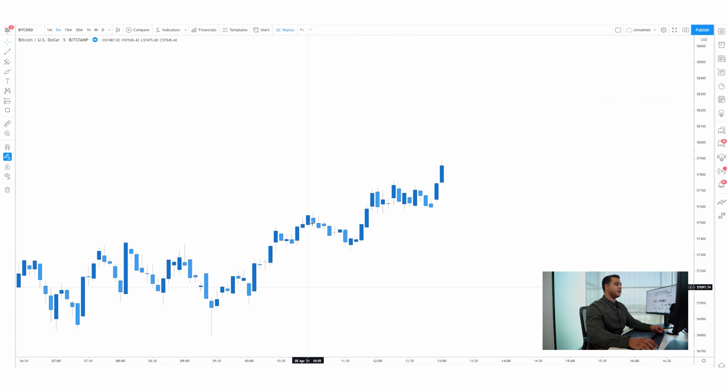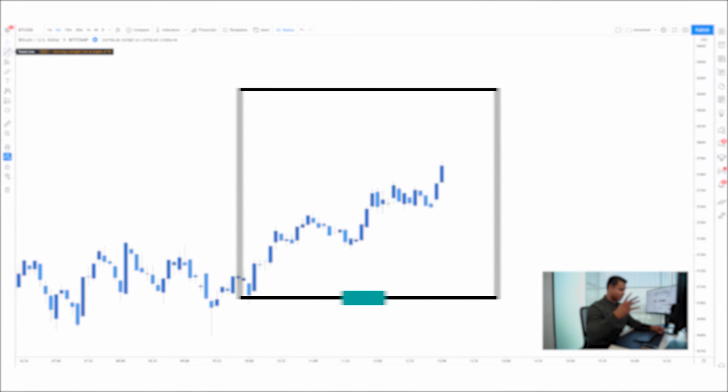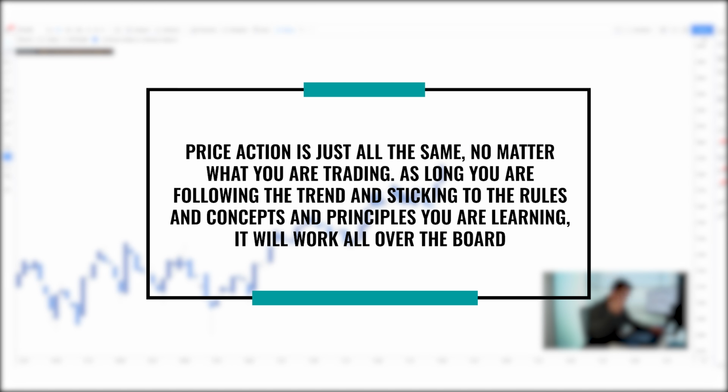So for our third and final example, we're going to take a look at Bitcoin. Now, the reason why I want to share with you Bitcoin is simply because price action is just all the same, no matter what you're trading. And as long as you're following the trend and sticking to the rules and the concepts and principles that you're learning, it'll work all over the board. So now we're looking at Bitcoin.